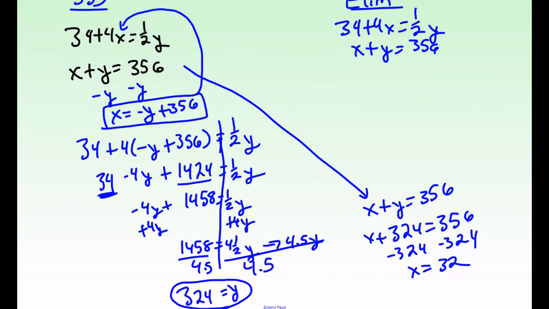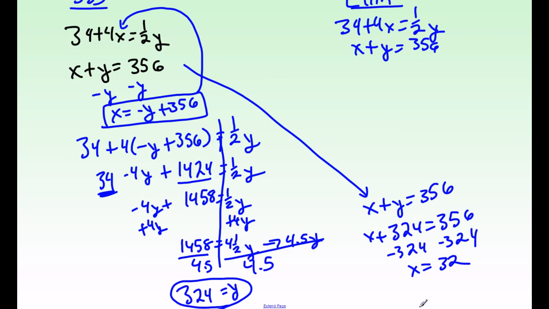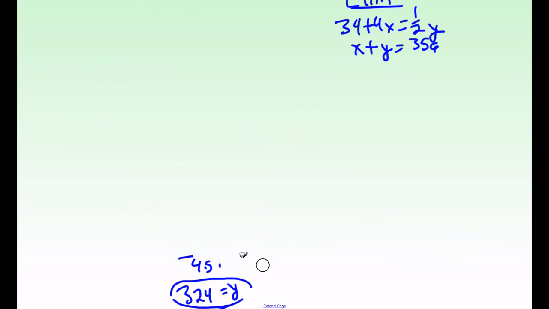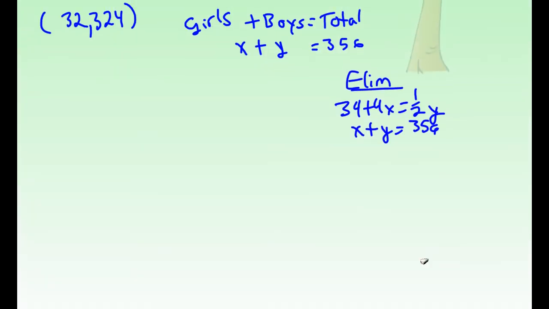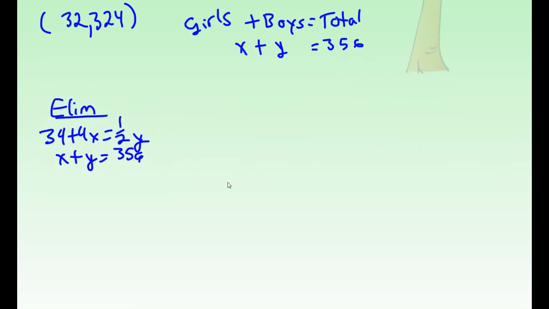So that is the substitution method. Pause the video if you want to keep it. I'm going to erase it because I need the space to do the elimination method. But our answer should still be the same. Alright, let's eliminate. So if you like the elimination method, here's how I would do it.